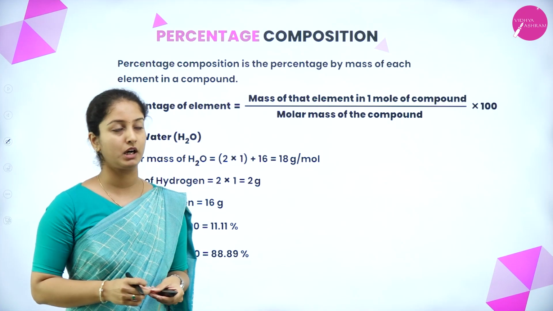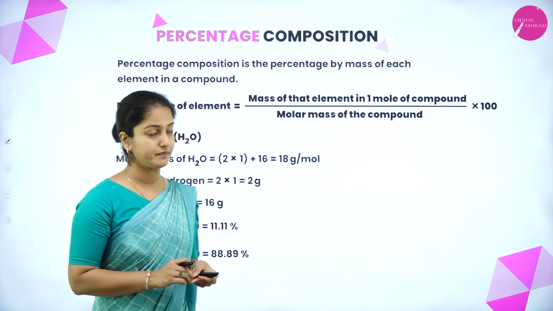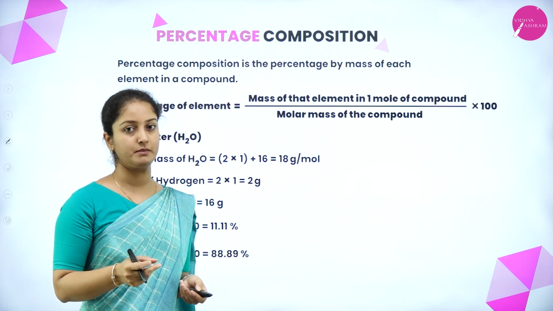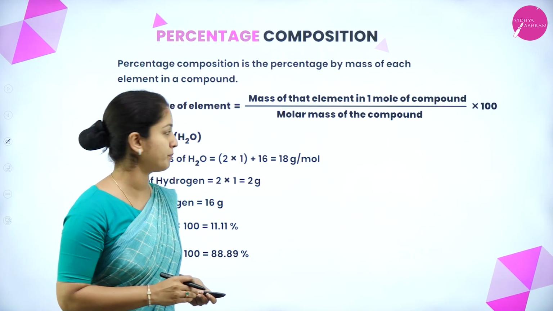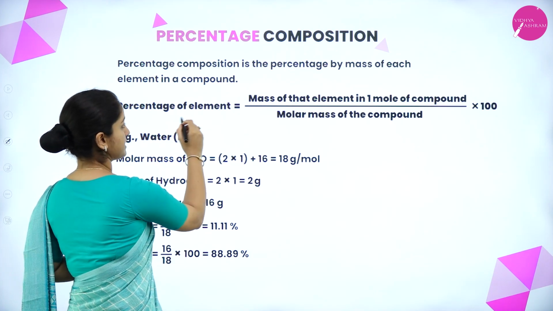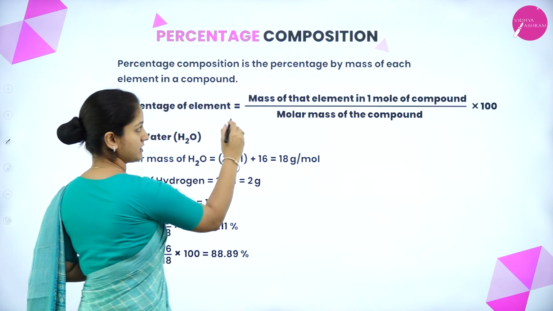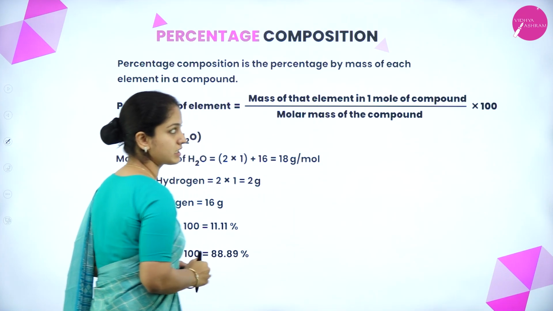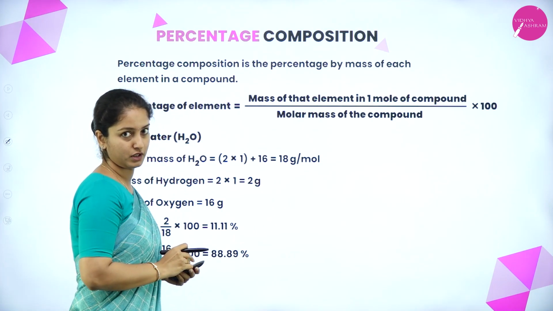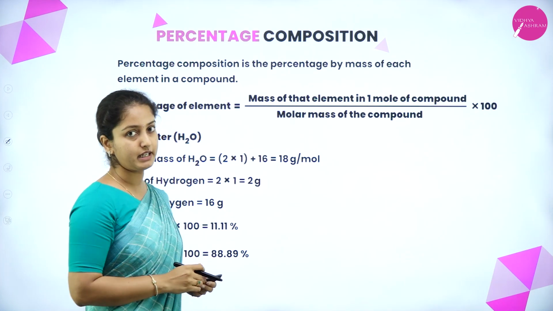Now, we shall learn about percentage composition. Percentage composition is the percentage by mass of each element present in a given compound, and it is expressed using the formula: percentage of the particular element is equal to mass of that element in 1 mole of the compound divided by molar mass of the compound multiplied by 100.